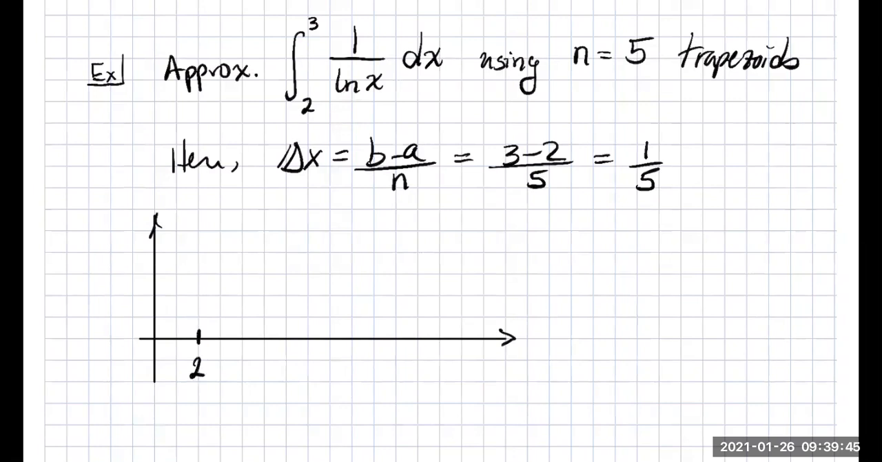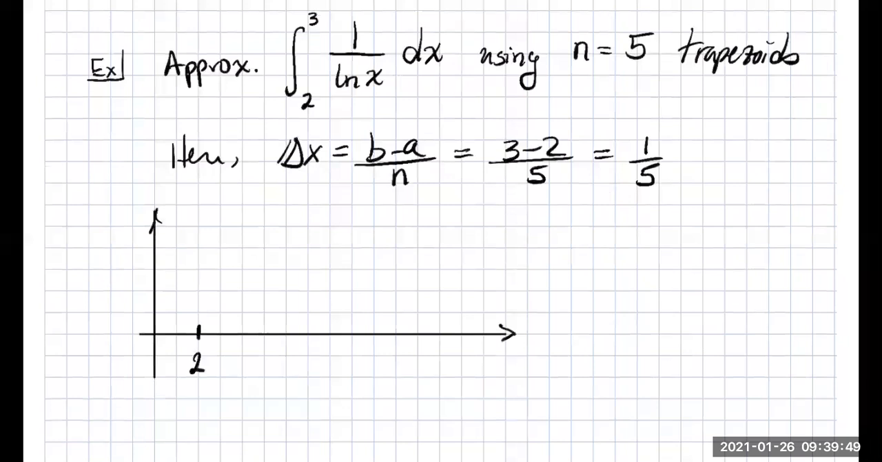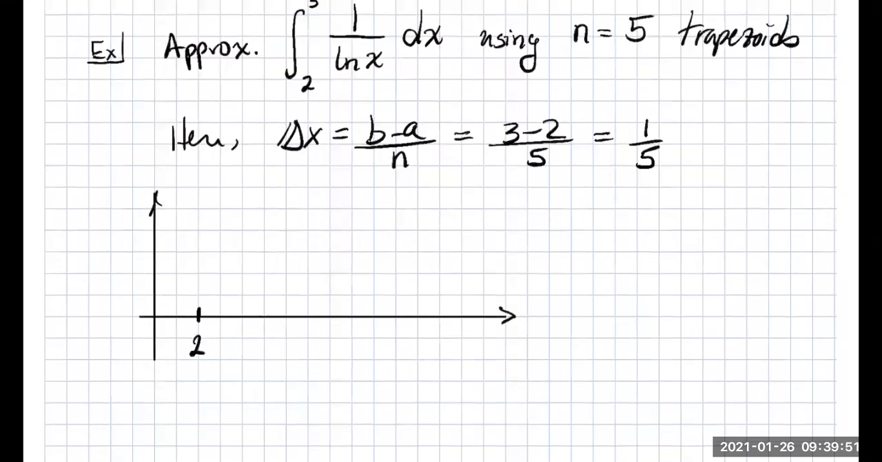So again, what I'm going to do is exaggerate the picture so we can see it better. What you want to do is start from 2 and go over to 3, and you want to count in increments of 1/5. Be mindful that the number 2 is 10/5.